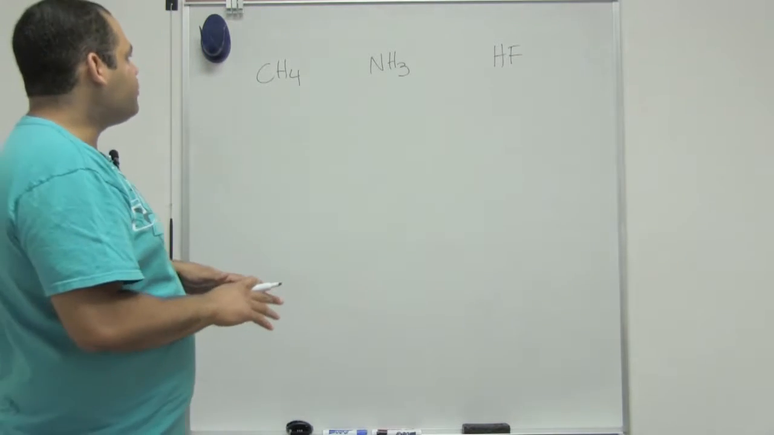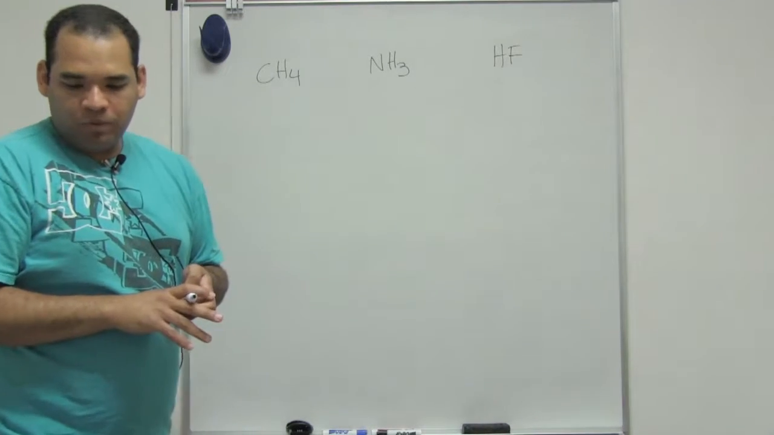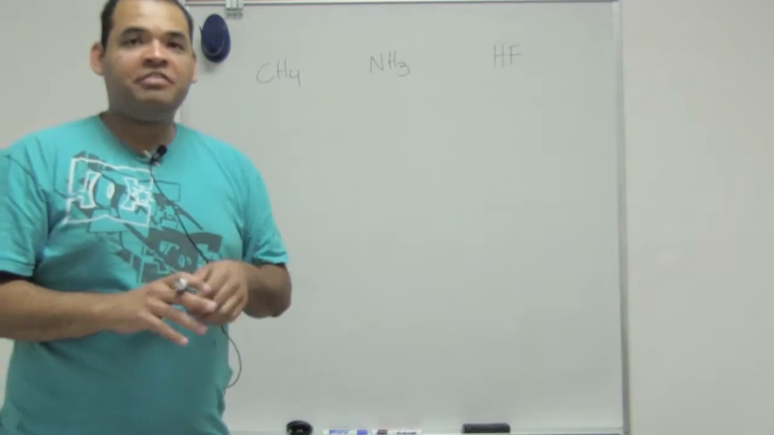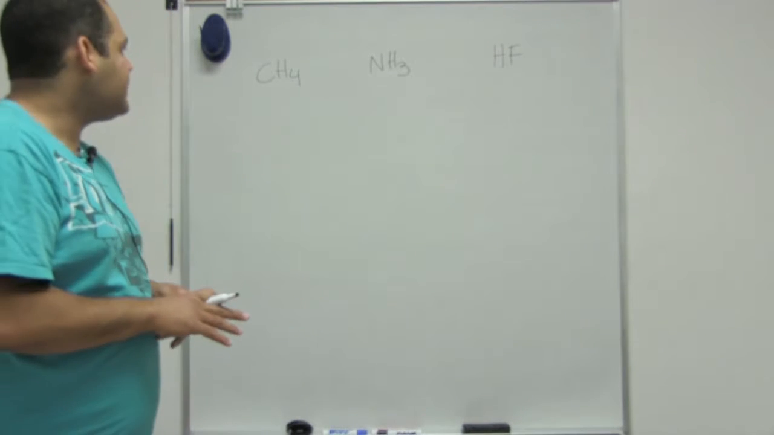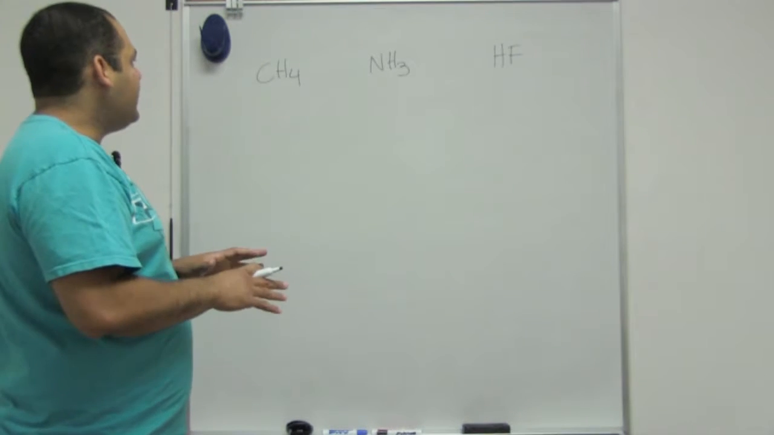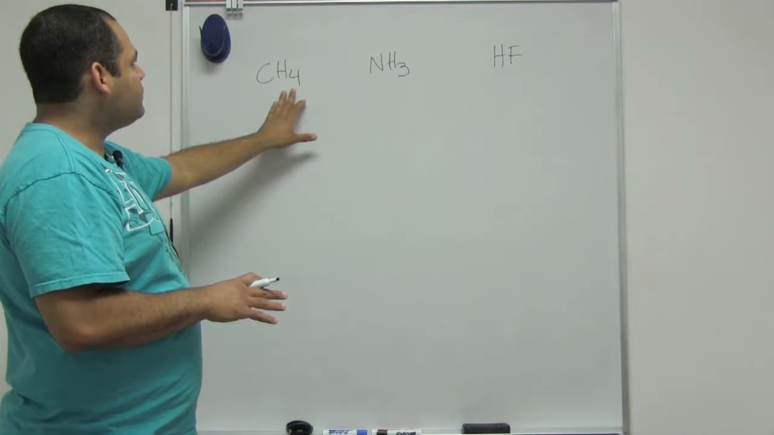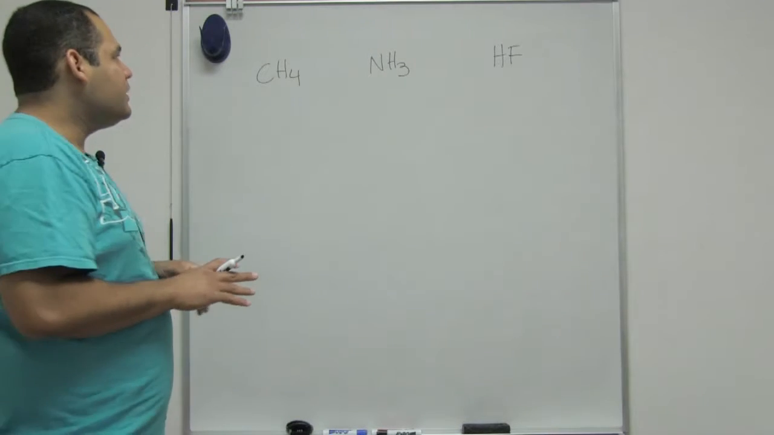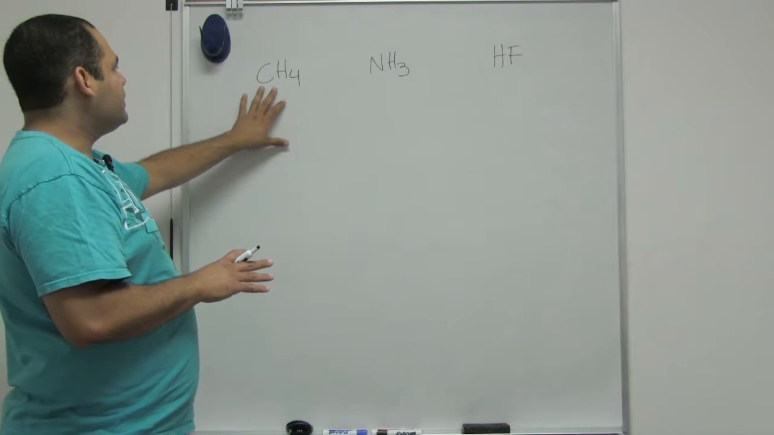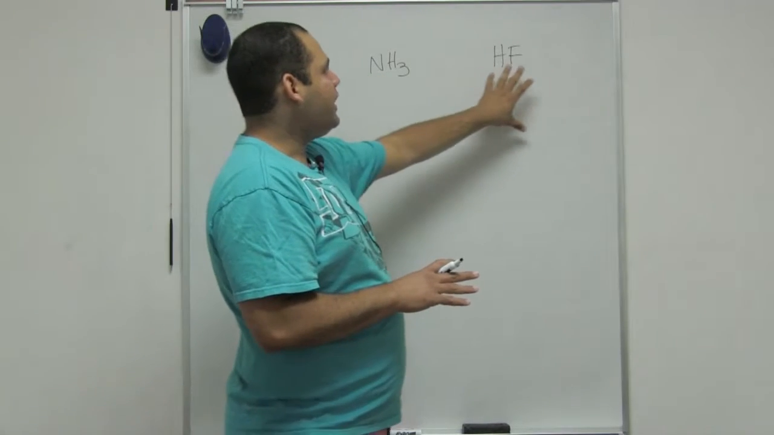Also, why do we draw Lewis structures? We do that because we want to achieve a stable electron configuration, meaning we can have 8 electrons in a valence shell or 2 electrons in a shell, so we make everybody, what we call in 105 and 106, happy. So I have here 3 molecules, CH4, NH3, and HF.